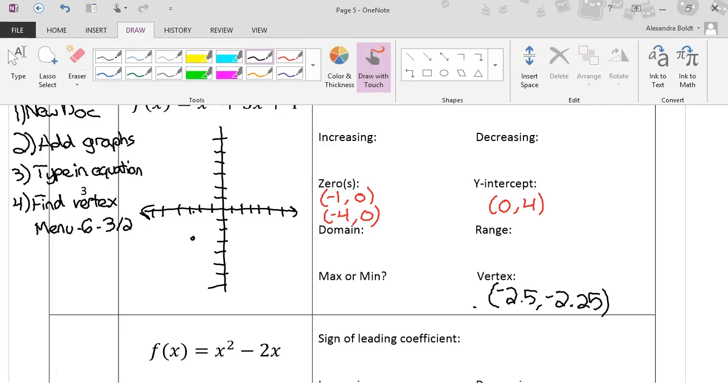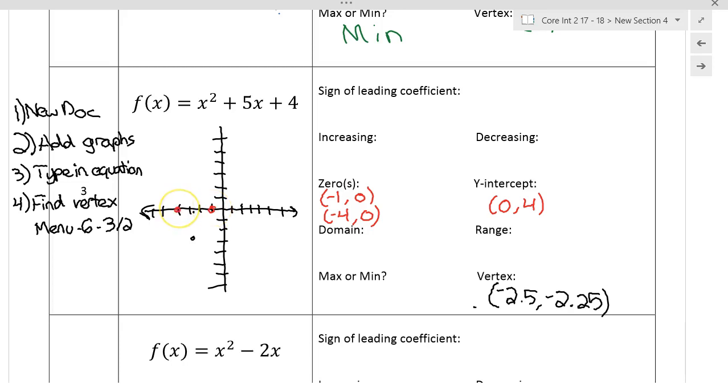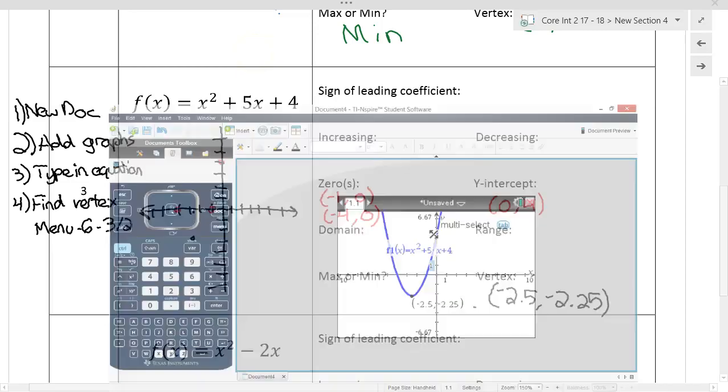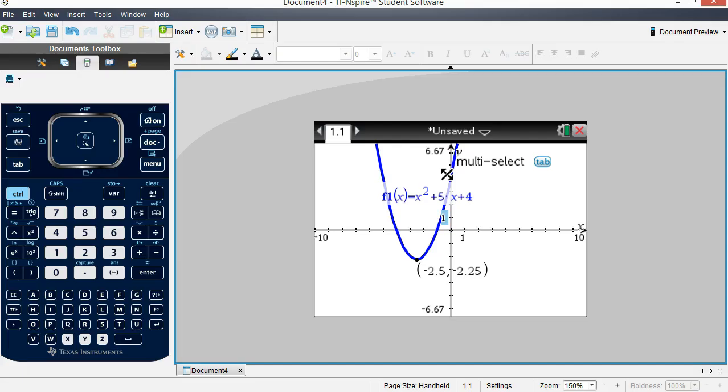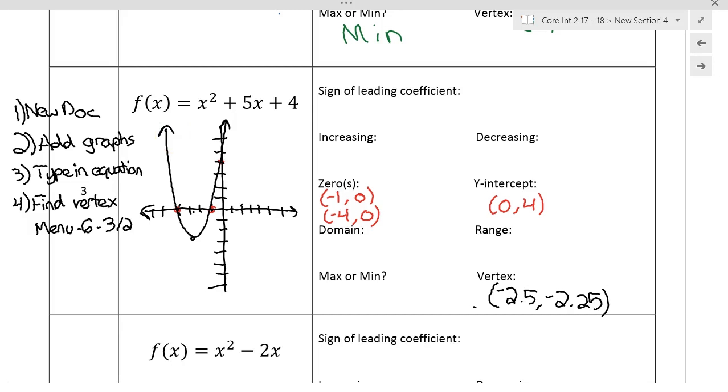Alright, then I'm going to put in my other points. (-1, 0), (-4, 0), and then (0, 4). From there, I'm just going to connect all my points, just like my graph does. Remember, this one looks like a smile. So I'm just going to draw that on my own paper. Now I can find the rest of my stuff just from what I drew, just like before.